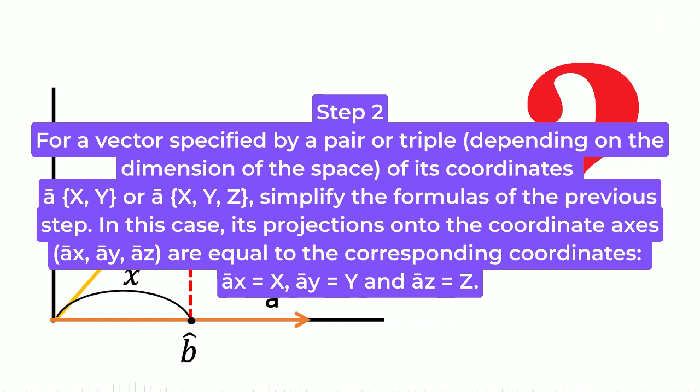Step 2. For a vector specified by a pair or triple, depending on the dimension of the space, of its coordinates A (x, y) or A (x, y, z), simplify the formulas of the previous step. In this case, its projections onto the coordinate axes, ax, ay, az, are equal to the corresponding coordinates: ax = x, ay = y, and az = z.